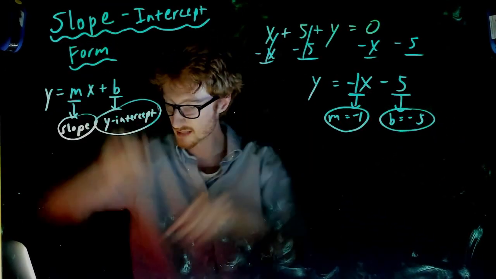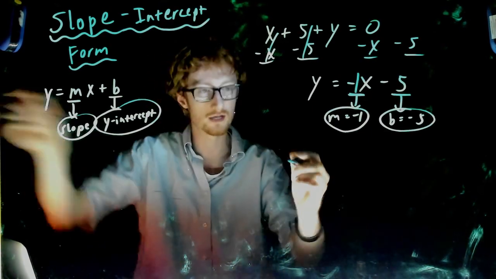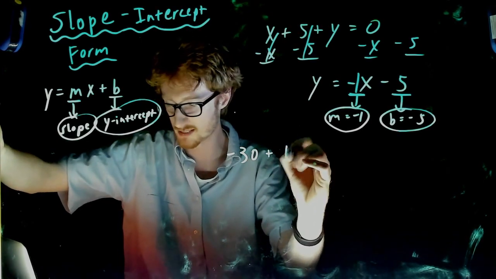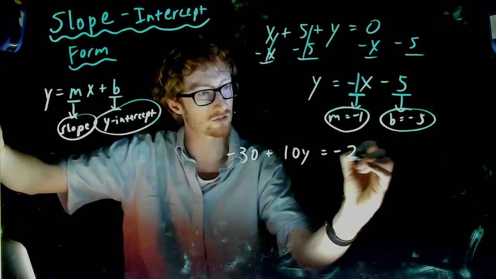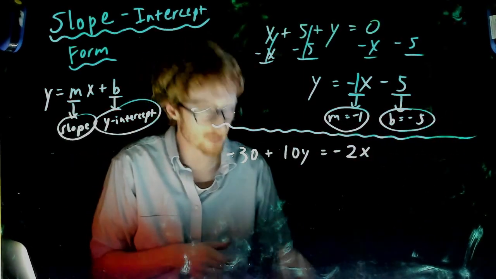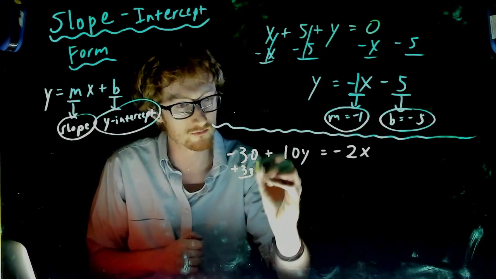Okay? Last one we're going to do is also a bit of a strange cookie here, okay? It's going to be a little bit like the one we talked about a minute ago. Negative 30 plus 10y equals negative 2x. Okay? Again, your y is not by itself. We want to get it by itself. So let's move this 30 over first. So we move the 30 over by adding.